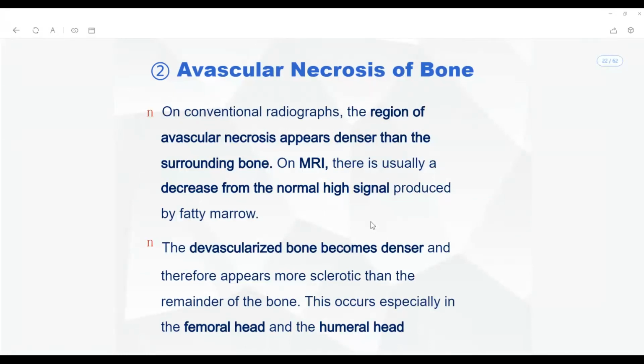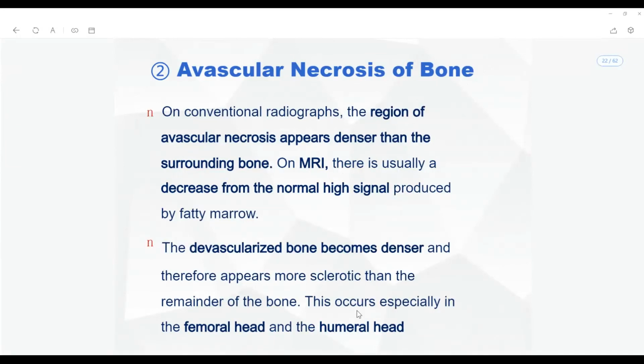On a conventional radiograph, how will it look? The region of avascular necrosis appears denser than the surrounding bone. First thing, the area of avascular necrosis appears denser than the surrounding bone, right? And on an MRI, there is usually a decrease from the normal high signal produced by the fat marrow. We will look at the pictures. It is happening because the devascularized bone becomes denser and therefore appears more sclerotic than the remainder of the bone. This occurs especially in the femoral head and the humeral head.